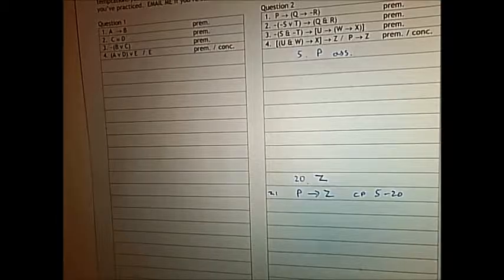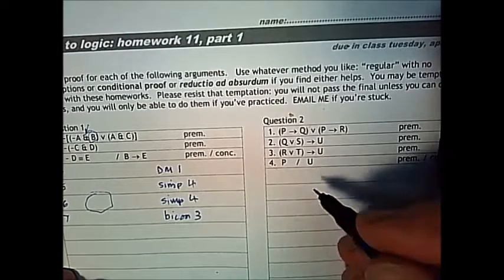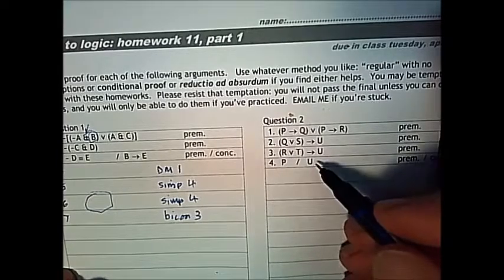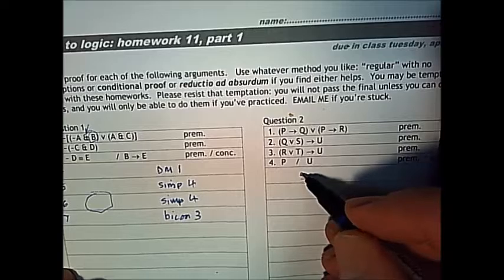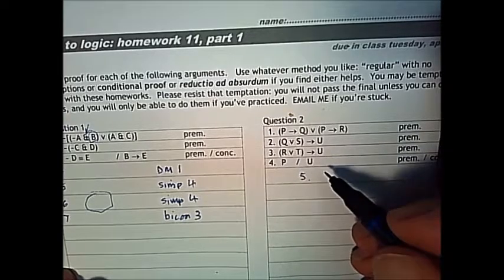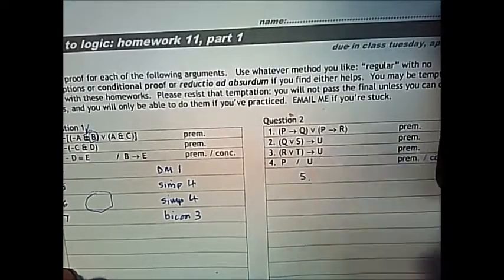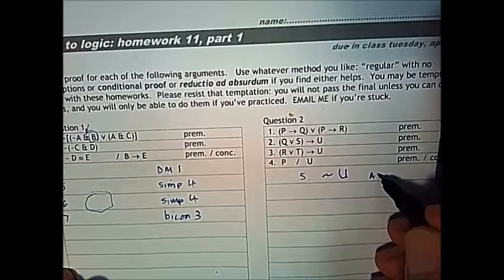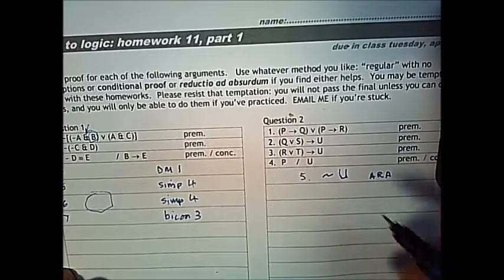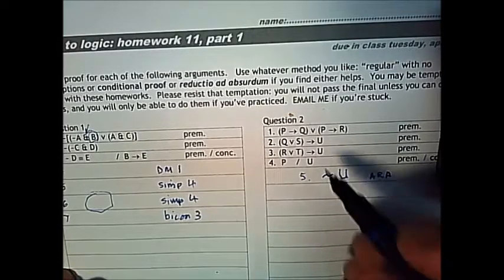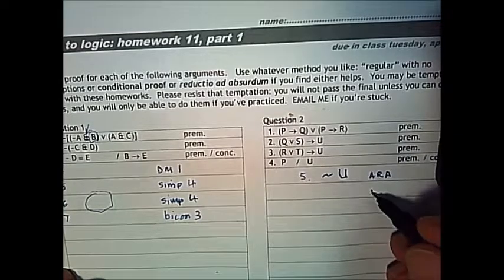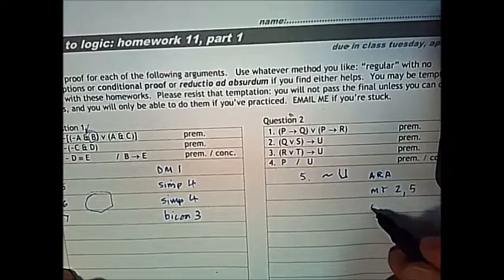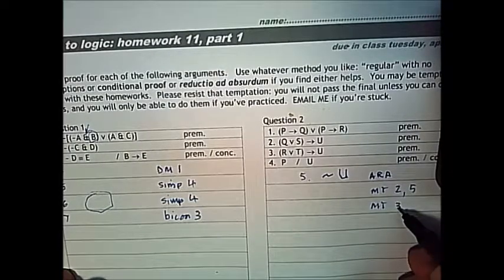Let's pause there. This one, I think the obvious method to do this is by Reductio Ad Absurdum, because if you start by doing Reductio Ad Absurdum, you're obviously going to assume the negation of what you want to prove. You want to prove U, so you assume not U. By assumption Reductio Ad Absurdum. What that enables you to do, as I mentioned in class, is modus tollens with line 2, and also modus tollens with line 3.